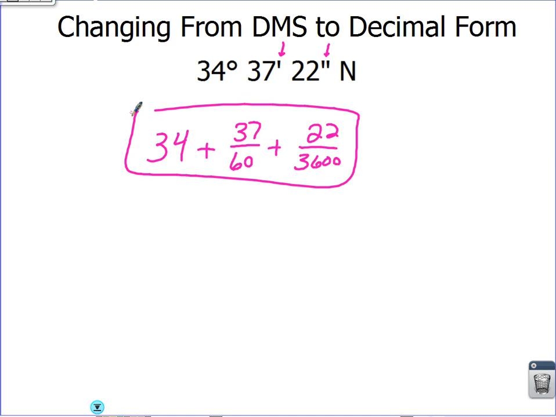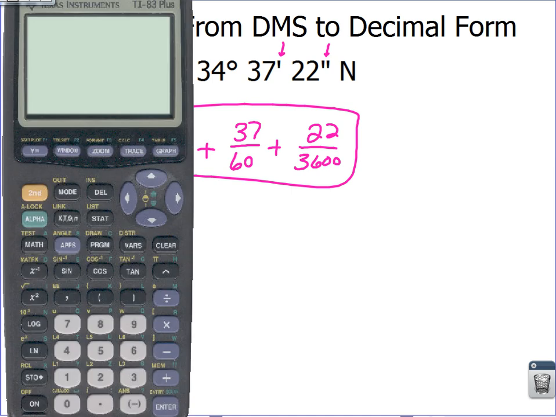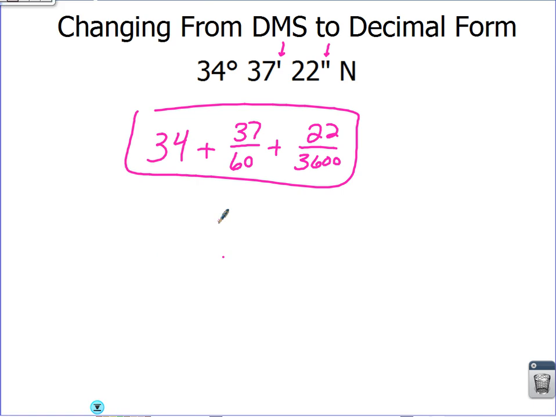34 full degrees, 37/60ths of another degree, and 22/3600ths of another degree gives us this: 34 full plus 37/60ths of another plus 22/3600ths of another. And honestly, I don't think you would have to put those fractions or the parentheses in there because it knows the order of operations. It's going to divide before it actually adds. That gives you 34.6228 degrees. That's in decimal form.